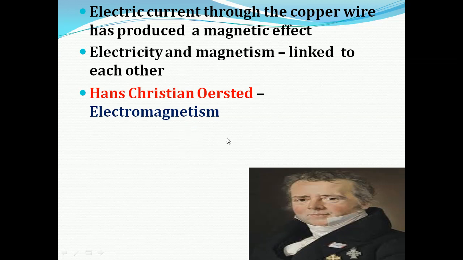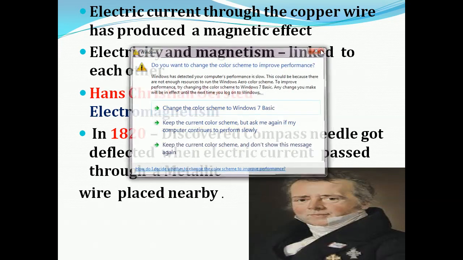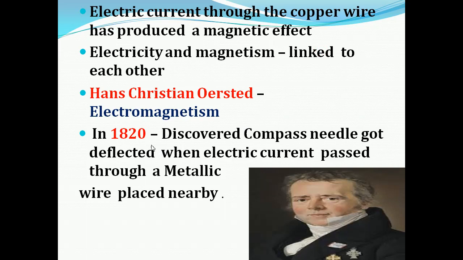What he did in 1820, he discovered that a compass needle got deflected when electric current passed through a metallic wire placed nearby. So he is the man who first discovered that when electric current is passed through the metallic wire, the magnetic compass which is placed nearby shows deflection. Hans Christian Ørsted found this in 1820.